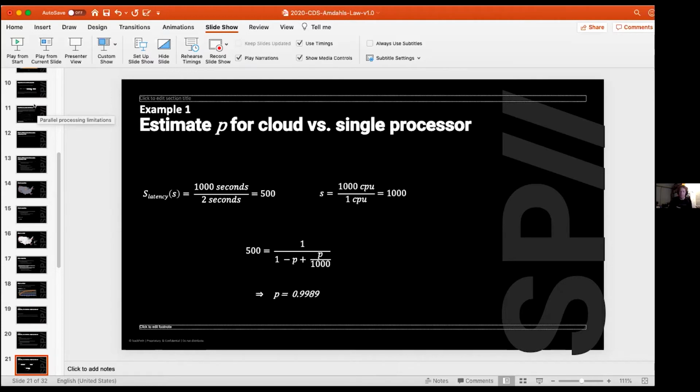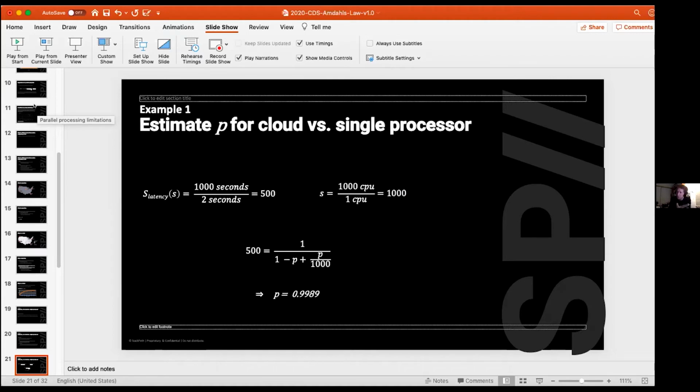And under these assumptions, we can calculate the speedup of the multiprocessor of 1,000 CPUs versus 1. In our model, that gives us an actual observed speedup of a factor of 500. That's just 1,000 seconds, which is the time it took for the 1 CPU machine, divided by the 2 seconds it took for the multiprocessor. That's a factor of 500. We assume that our speedup, our value for little s, of the part that was amenable to speedup, was a factor of 1,000 because we have 1,000 CPUs versus 1. That's a ratio of 1,000.